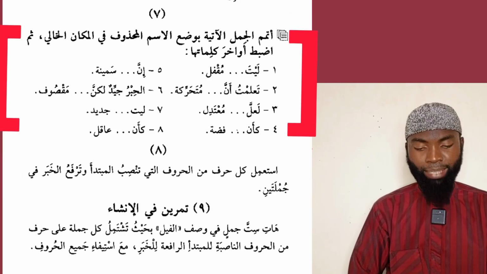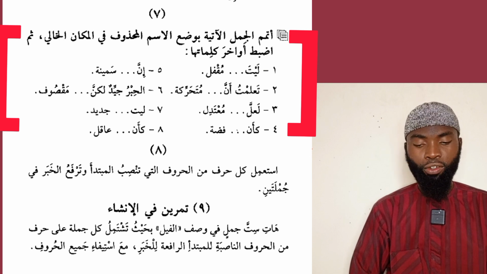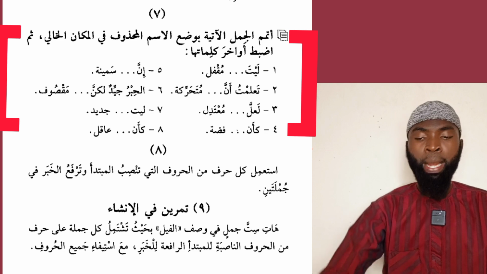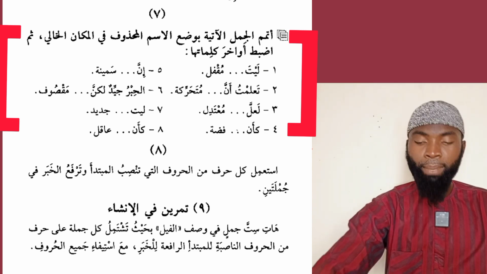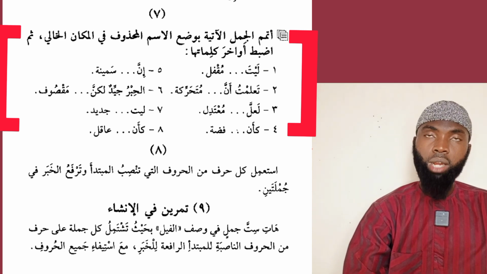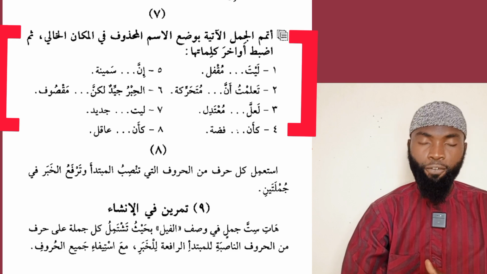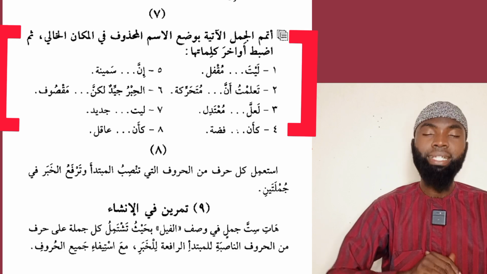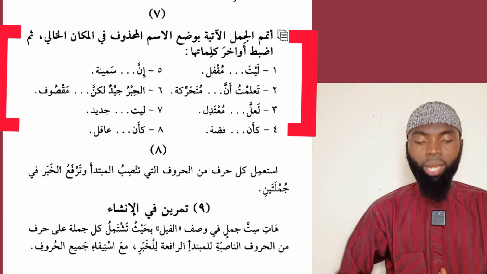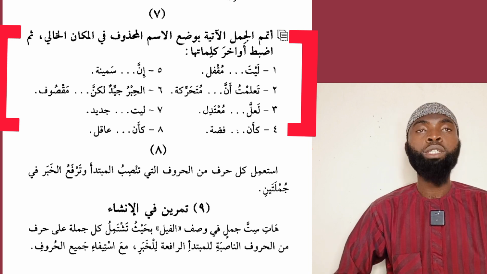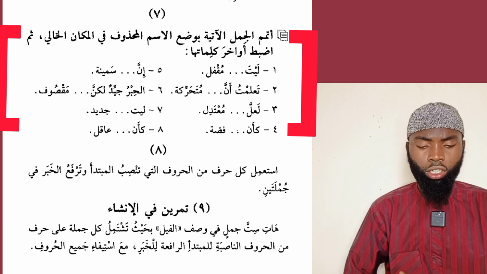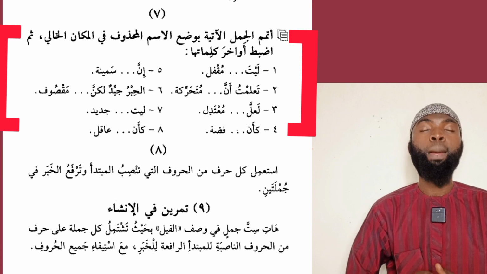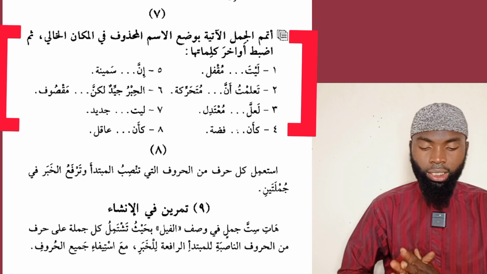The instruction says, Atmim al-Jumal al-Atiya. Complete the following sentences by placing the missing noun in the blank space. Thumma adbit awakhir kalimati, and record the endings. The following sentences have missing nouns. We have to provide the nouns. Number 1, we have layta dash muqfalun. We can say which dash is locked. Layta al-baba muqfalun, which the door is locked.